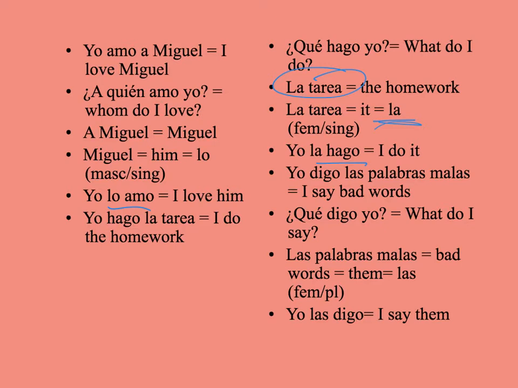Digo las palabras malas. I say bad words. What do I say? The bad words. Them. It's going to be las because las palabras malas is feminine and plural. When I rewrite my sentence, I put las in front of my verb. Las digo. I say them.